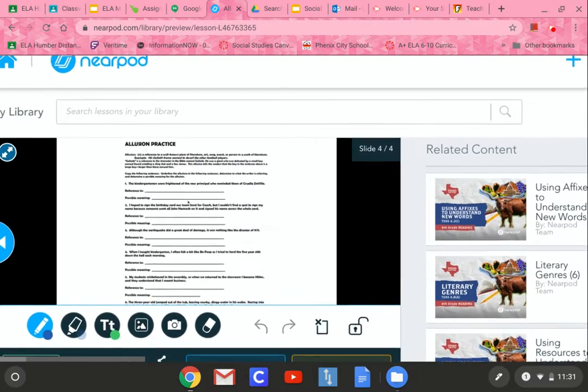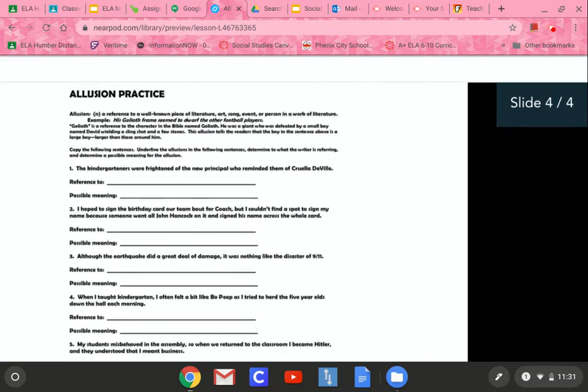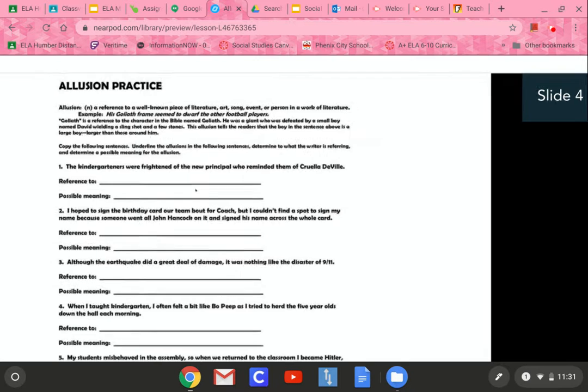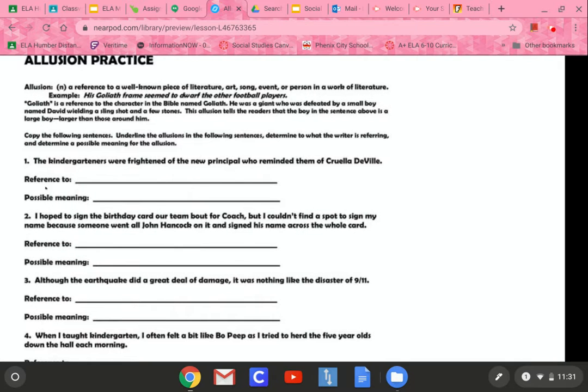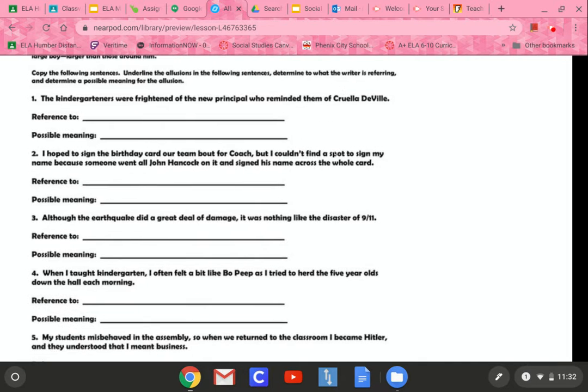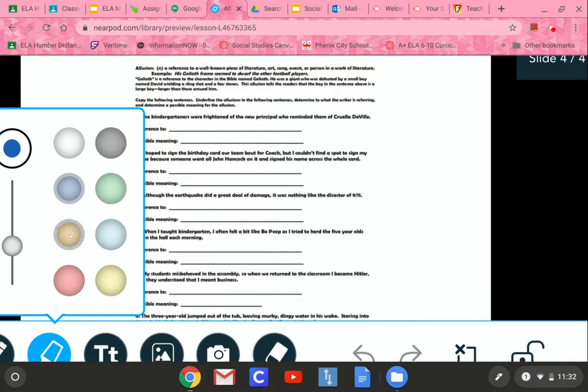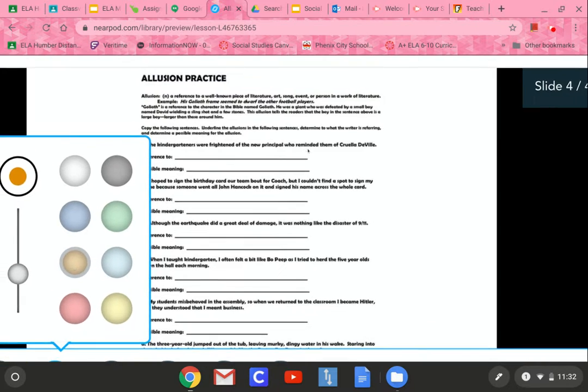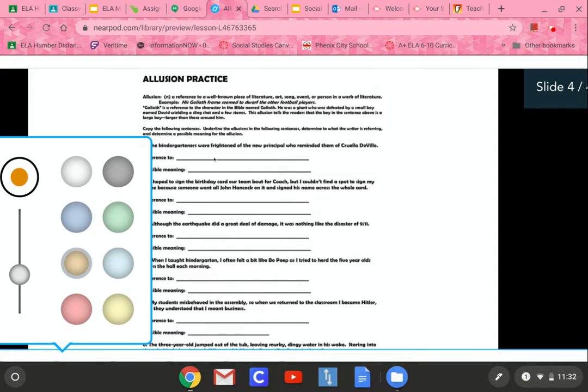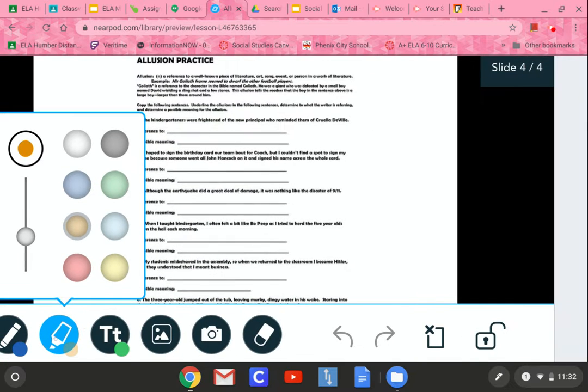All right, so this is our worksheet for today. Very simple, just like the last one. What you're going to do here, or all I want you to do, would be to circle or highlight, whatever works for you. I'm going to use the highlighter. You would highlight the illusion, tell me what it's referenced to, and what it means. So let's try number one together.